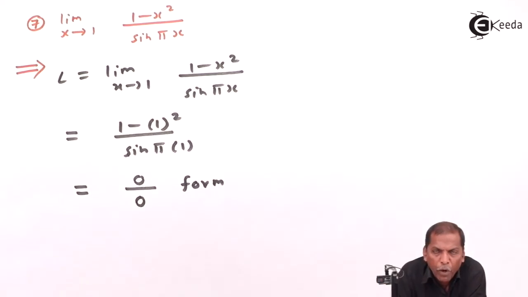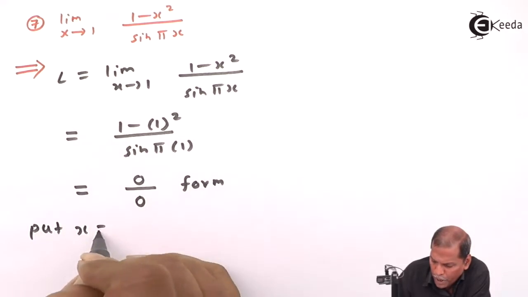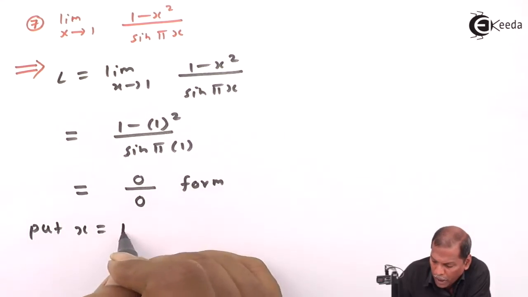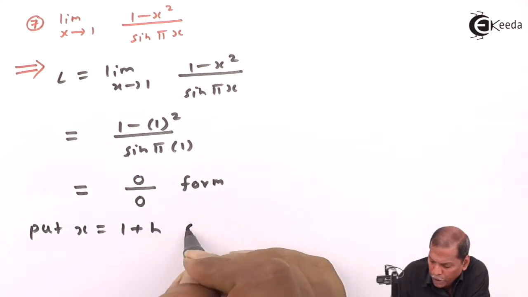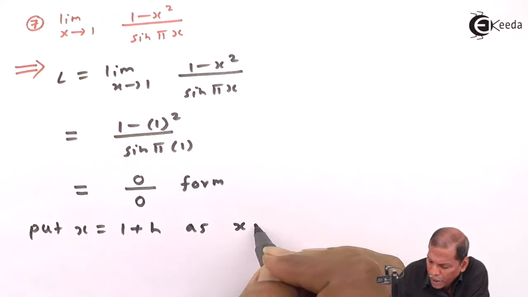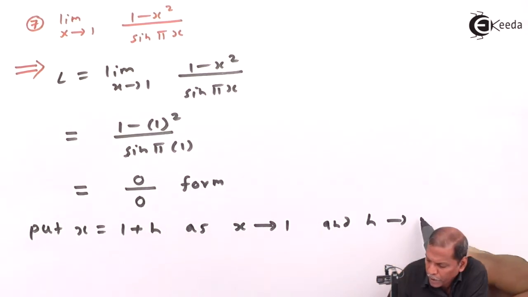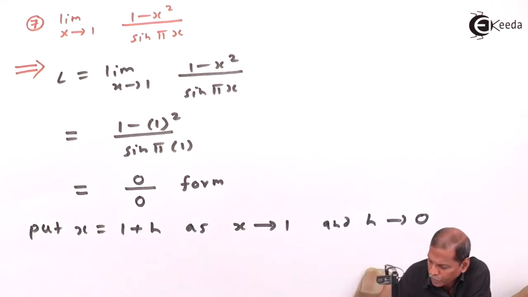It means again we have to use the method of substitution technique to solve this problem. So first of all, we put x equal to 1 plus h, as x tends to 1 and h tends to 0.